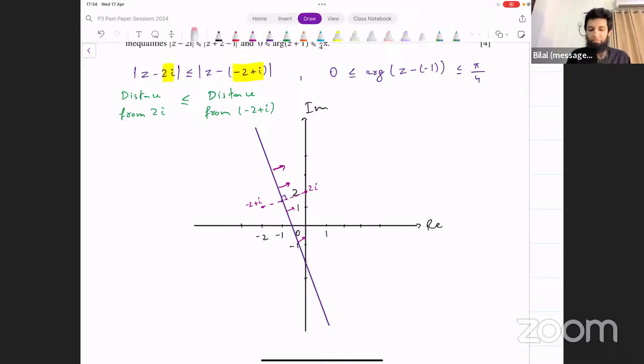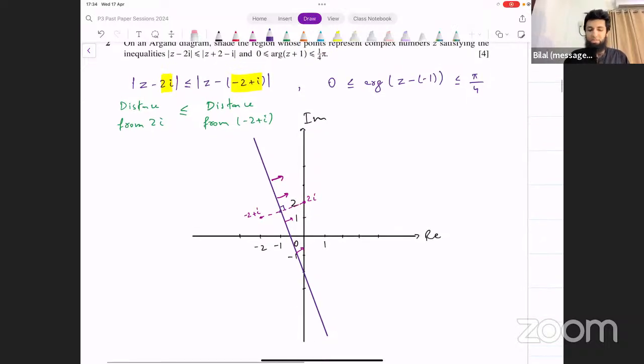Okay. You can also kind of remember it this way. Wherever the inequality sign is pointing, that is the side that you shade. Where is the inequality sign pointing? It is pointing towards 2i. So the side on which 2i is, that is the side that you shade. Okay. So the right side of this perpendicular bisector is what you will be shading in this case.